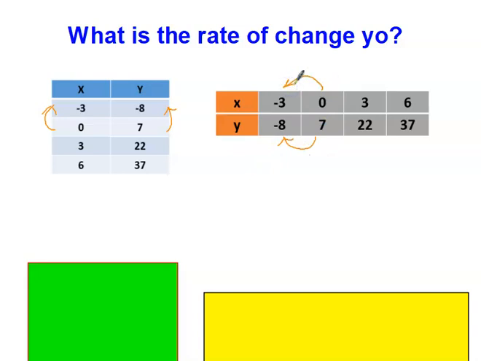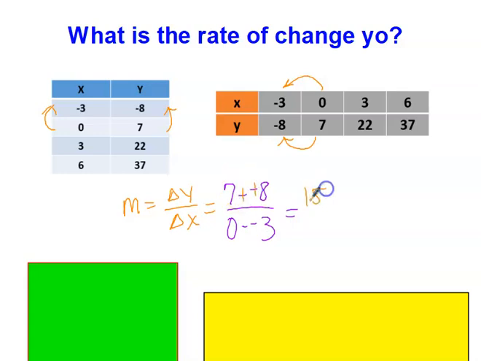I'm going to do the math quickly. Watch this. So if I get m, which is change of y over change of x, you know what I'm saying? Change colors up. And then I'm going to say, well, I got 7 minus a negative 8, and then I've got 0 minus a negative 3. And then I see, well, 2 negatives make a positive. And then 2 negatives make a positive. So 0 plus 3 is 3. I'm going to simplify that. 15 over 3 is 5. And so 5 is my slope, my rate of change.